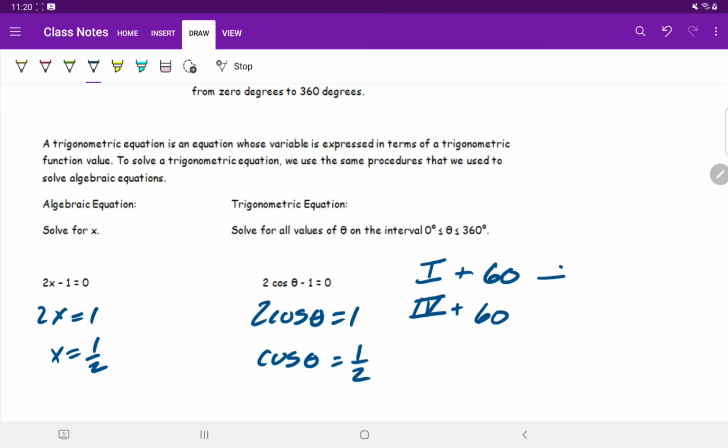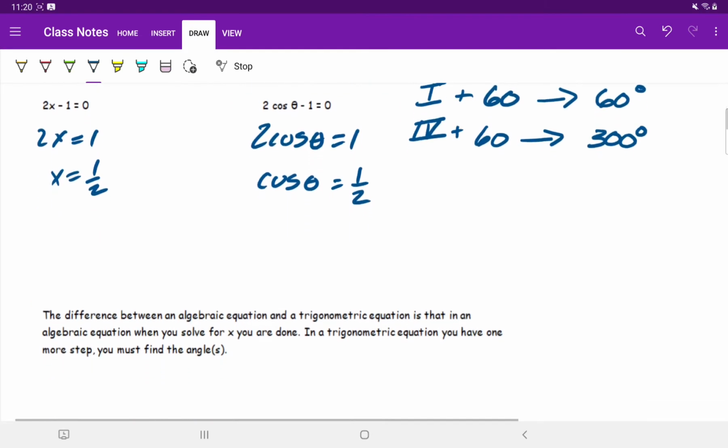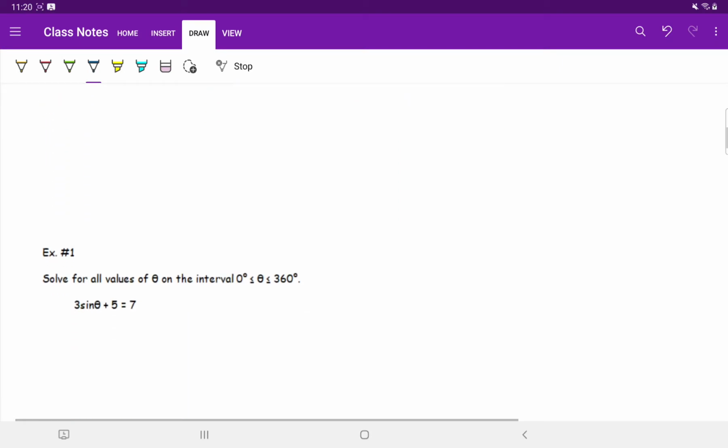So in quadrant 1, that is 60 degrees, and in quadrant 4, that's 300 degrees. So these are your answers. Instead of just being 1/2, your answers are actually 60 and 300. Now, it's not always going to be 0 to 360. It might be limited. But at the end of the day, it's still the exact same idea.